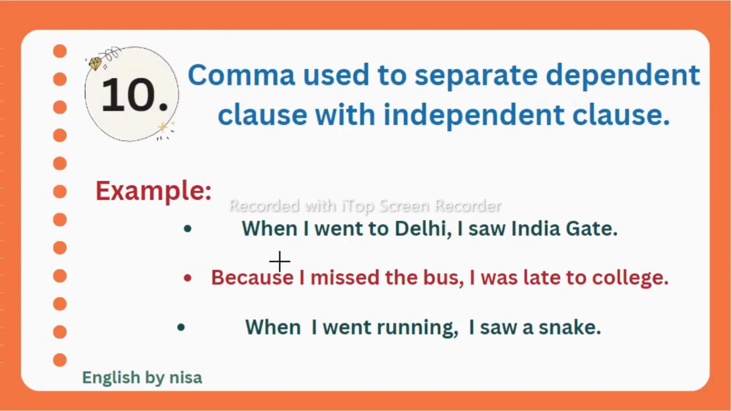For example, "When I went to Delhi," it is an incomplete thought because it is a dependent clause. Dependent clauses always depend on the independent clause. This dependent clause is depending on this independent clause. When I went to Delhi, so what happened after you went to Delhi? You need some information, right? So the independent clause will give you the answer. I saw India Gate. Now this is your complete thought. So after this dependent clause you need to put a comma.